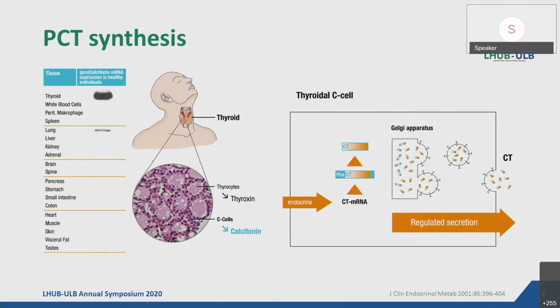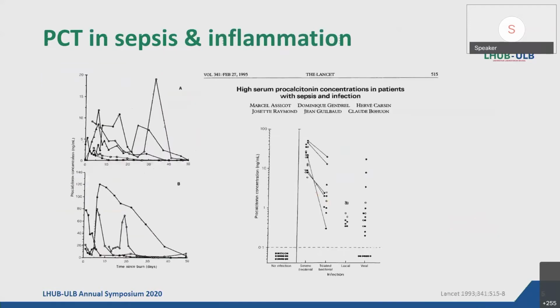In normal people without infection or inflammation, blood levels of procalcitonin are very, very low or not detectable. And in 1993, a French team described high levels of this peptide in different types of patients, but mainly patients suffering from bacterial infection. On the left, you can see different types of patients, mainly suffering from burns with secondary bacterial infections, showing high levels with different kinetics.